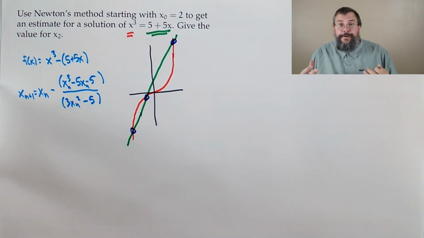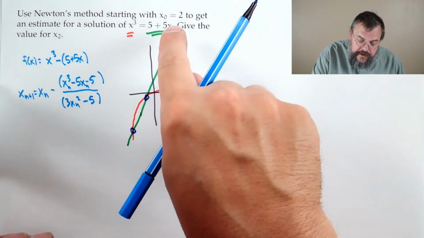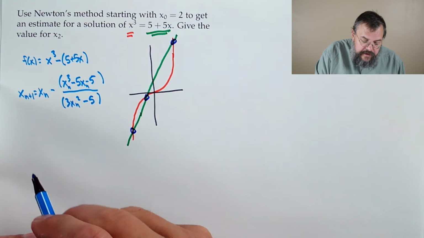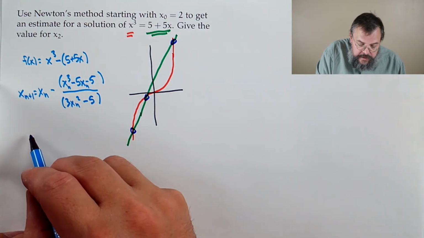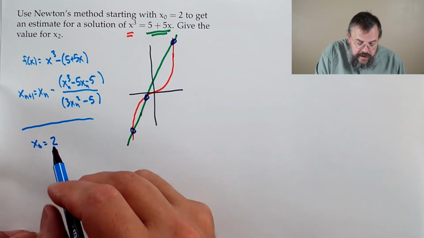Okay, so there's our rule. So now we're most of the way there. Okay, so we won't simplify this time. Let's plug in and see where we go. We know what x0 is. x0 is 2. How about x1?